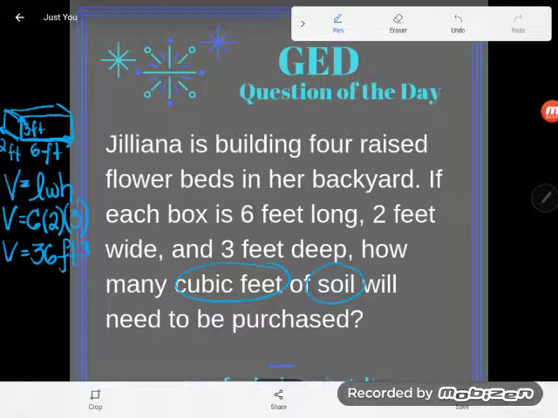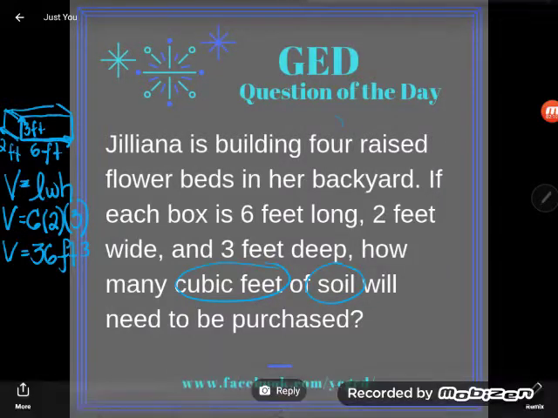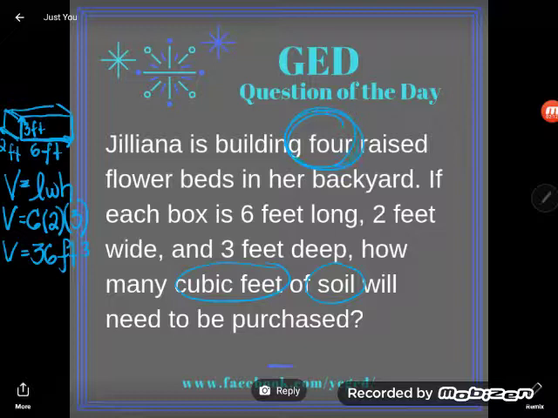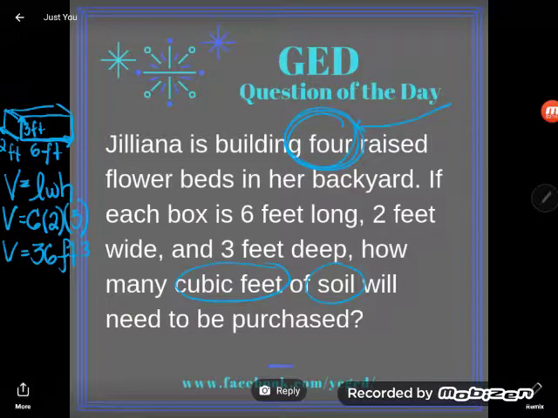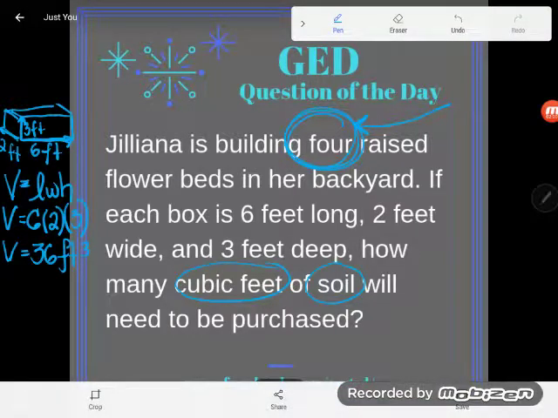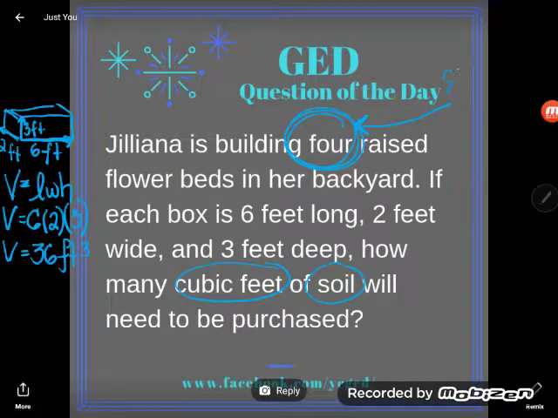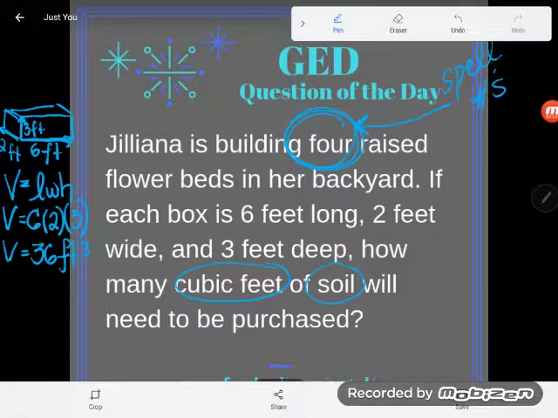It says Juliana is building 4 raised flower beds in her backyard. Can you guys just be really careful for me? It breaks my heart again and again that you can do all the hard math and then you miss when we spell numbers. The GED knows that you guys will miss when they spell numbers. I wouldn't be the least bit surprised if they spell a few numbers in the word problems. I have 4 of these flower beds, so I'm not done with this problem yet.